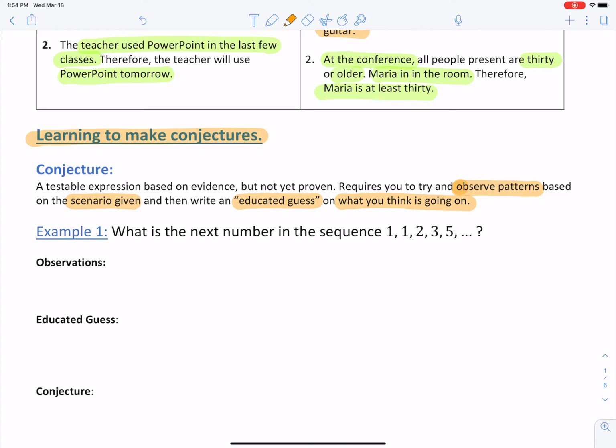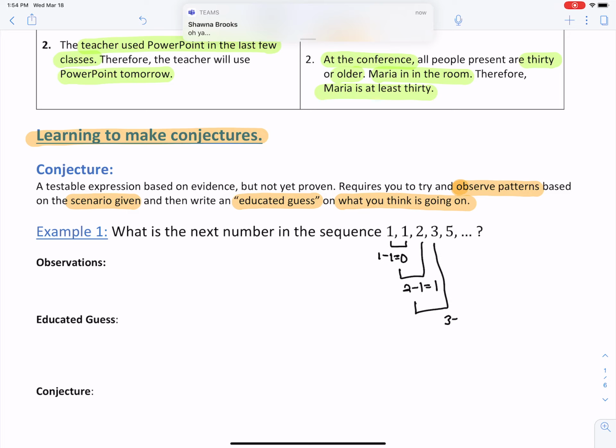Okay, so when we look at this first example, I see a sequence of numbers 1, 1, 2, 3, 5, and I want to try to figure out what's happening in this sequence. As I look at it, I may notice that 1 minus 1 is 0. I may notice that 2 take away 1 is 1. I may notice that 3 take away 2 is equal to 1. I may notice that 5 take away 3 is 2.